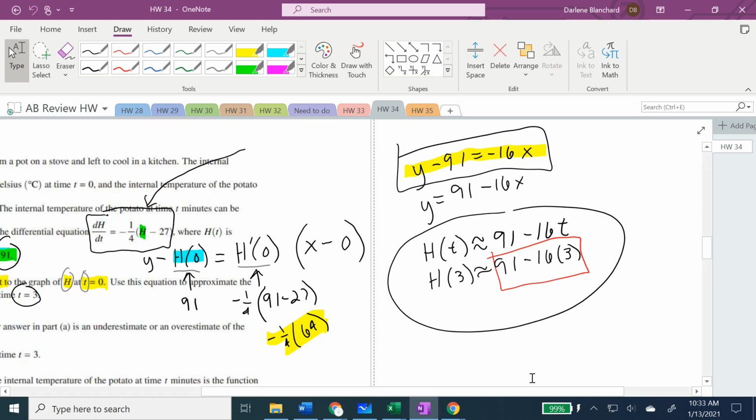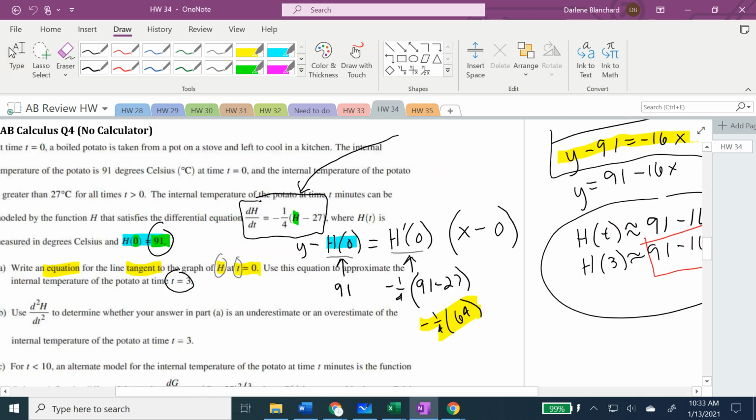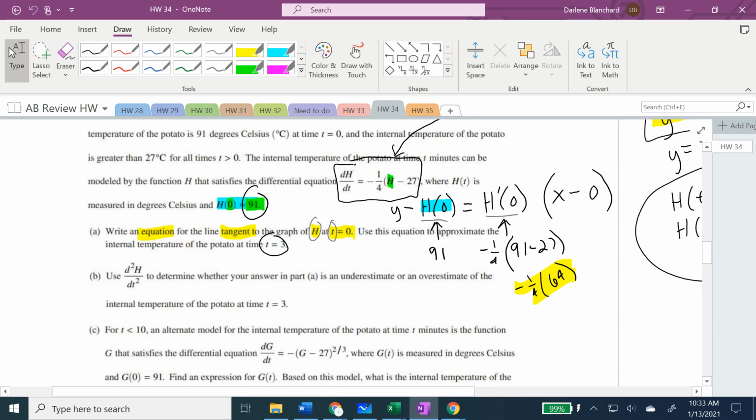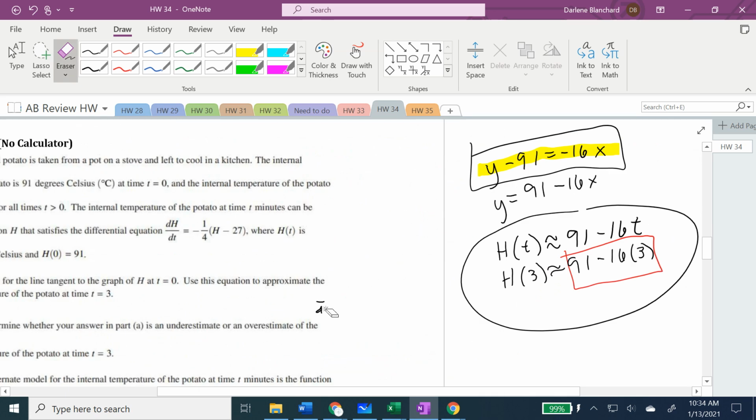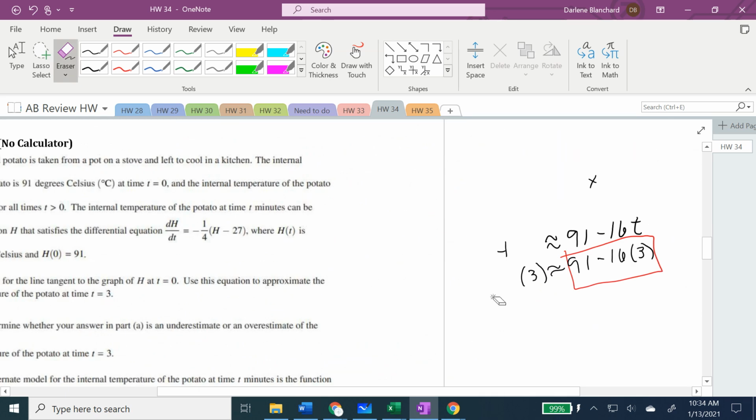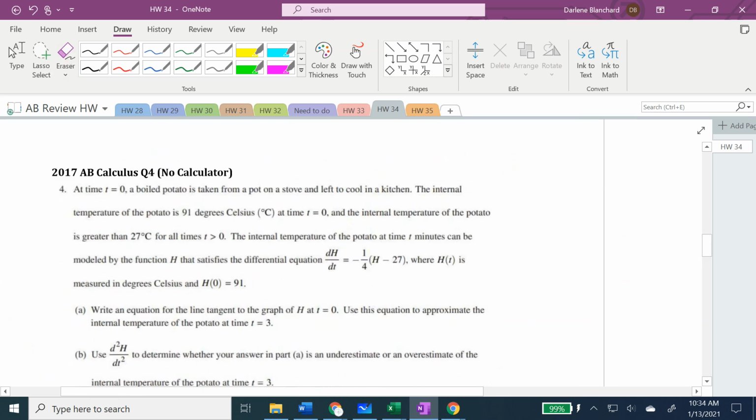Okay. So that was part A. Part B, you are asked to use a second derivative of h with respect to time. And I'm going to stop with just that phrase and point out that you are not given the second derivative of h with respect to time. So when it says that you're going to use it and you don't have it, you're going to find it. So we're going to do that, and then we're going to continue with what does the rest of it say to do.